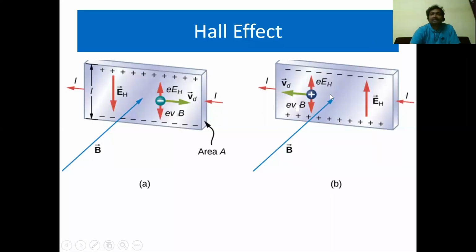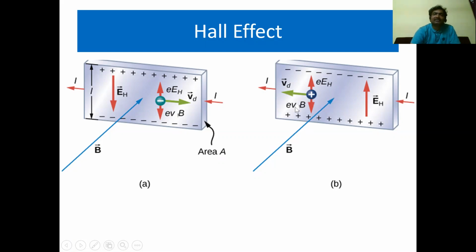Now, let me explain the Hall effect in case of p-type semiconductor. This is a p-type semiconductor. Now, let us assume this end of the p-type semiconductor is connected to battery negative terminal. This end is connected to battery positive terminal. Due to this, the majority charge carriers, holes in p-type semiconductor, are attracted towards the battery negative terminal. In this way, they will move towards the negative terminal.